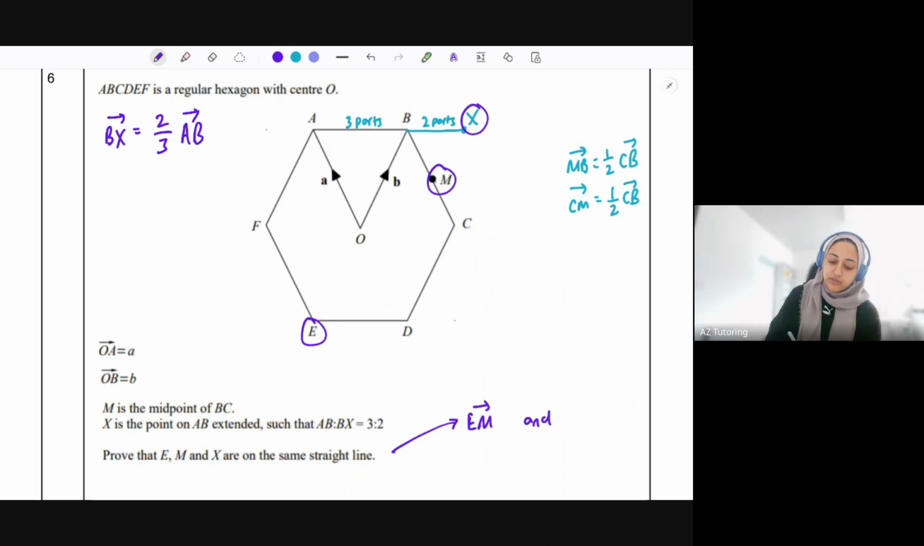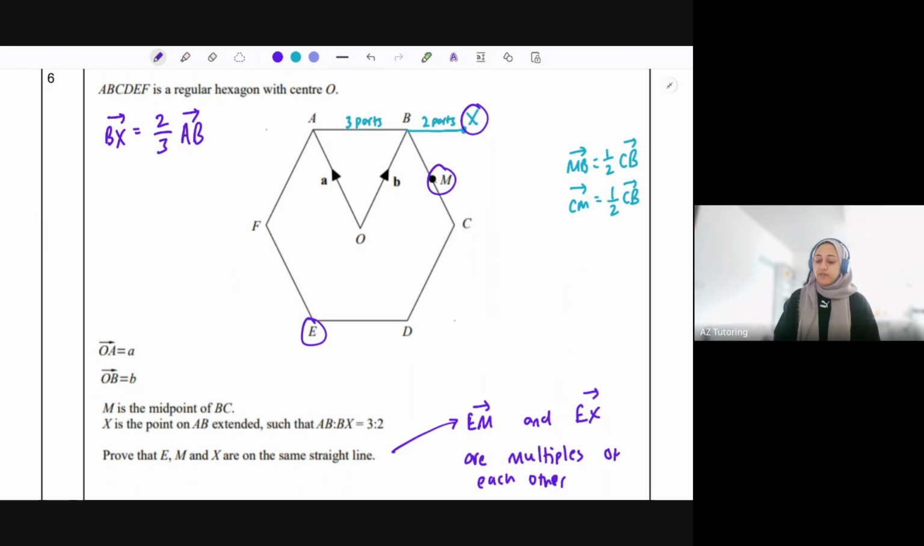And I'm also going to find not M to X, because M to X could be floating anywhere. To prove that they're on the same straight line, I have to go E to X. So I'm going to prove EM and E to X. And to prove they're on the same straight line, I'm going to prove that they are multiples of each other.